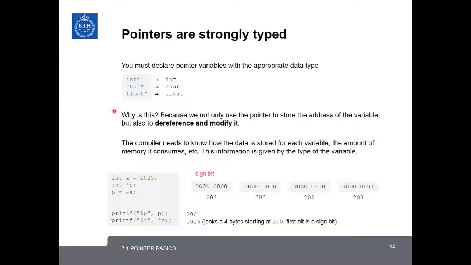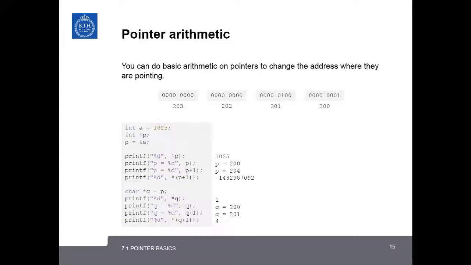And in order for the program to know how the data is stored and to be able to modify it properly, it needs to know the formatting and the amount of memory it consumes. This information is given by the type of the variable. It's also possible to do basic arithmetic on pointers to change the address to where they are pointing. Let's look at the following example.